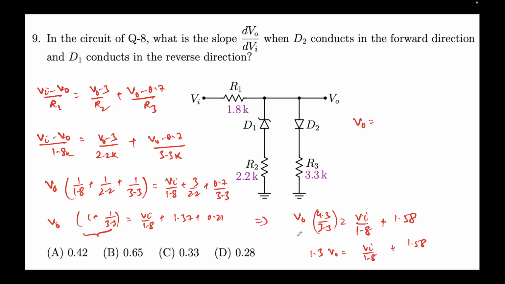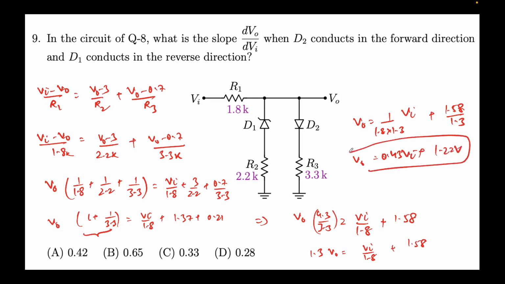So V0 will come out to be Vi over 1.8 times 1.3, plus 1.58 by 1.3. So 1.8 times 1.3 and the inverse of that comes out to be 0.43. So this is coming out to be 0.43 Vi, and the second term, the constant term, is 1.22 volts. So this is the complete expression that we have obtained, and you can clearly see the slope is 0.43, which is the option over here, option A.